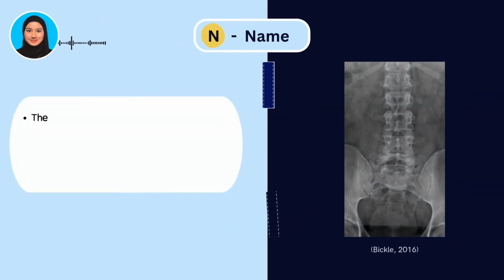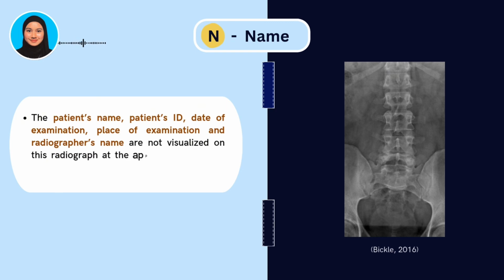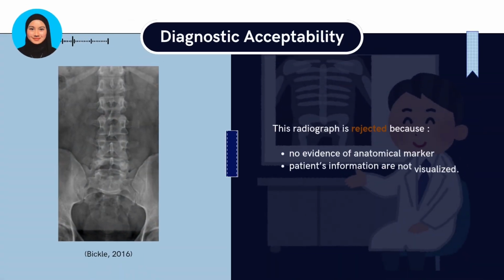Next, name or identification. The patient's name, patient ID, date of examination, place of examination, and radiographer's name are not visualized on this radiograph at the appropriate area, not superimposing the region of interest. In conclusion, for diagnostic acceptability, this radiograph must be rejected due to no evidence of an anatomical marker, and patient and examination information are not visualized in the radiograph.